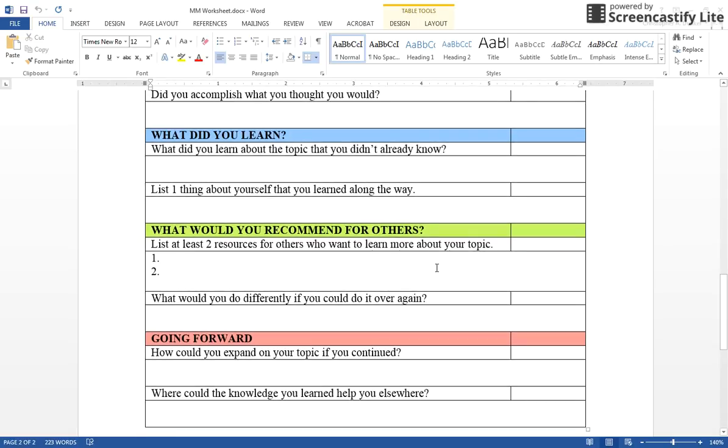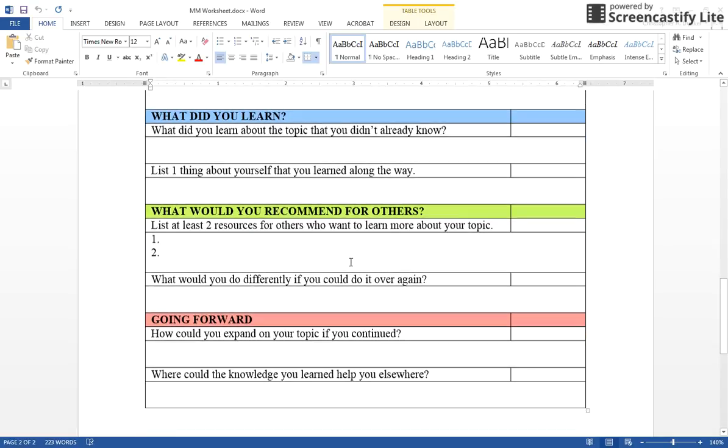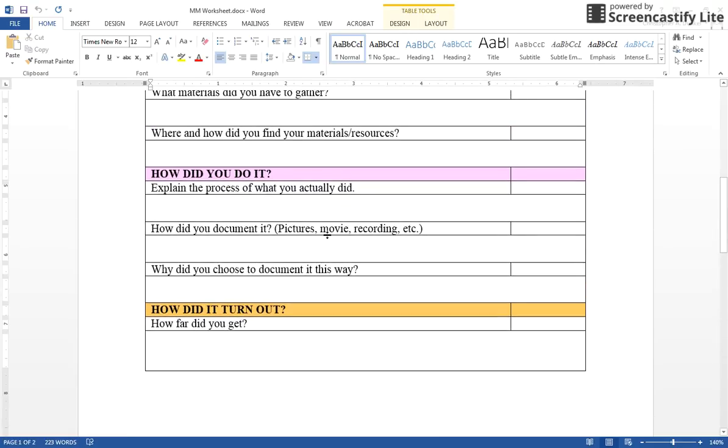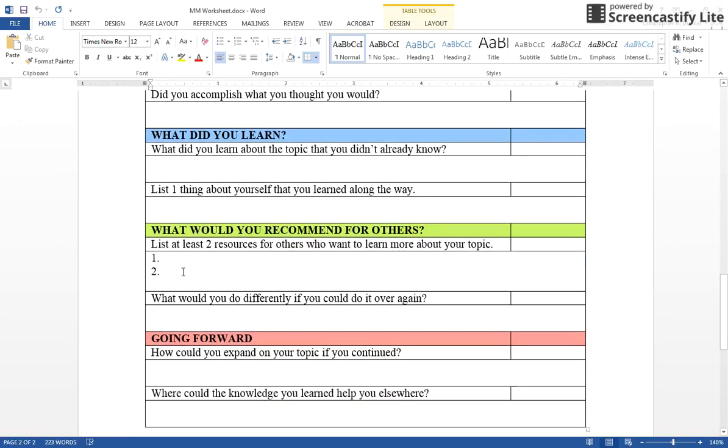Now, what would you recommend for others? List at least 2 resources for others who want to learn more about this topic. This is real important because what we want you to do is take the information from this question here, where and how did you find your materials and resources? This should be a pretty exhaustive list. You might have 5 or 6 websites and several videos that you have on here. But what we want you to do in this section is then take the 2 resources that you think are the best. If someone else wanted to follow in your footsteps, what are the 2 places or 2 resources you're going to send them to? Is it a YouTube video, a web page, go talk to this person, that kind of thing.